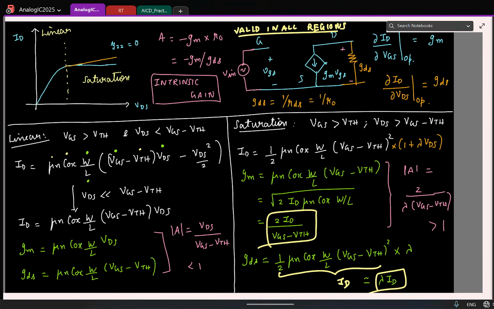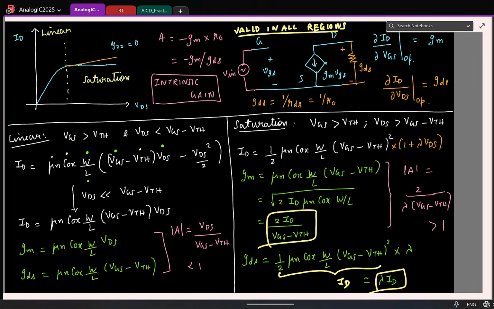Clear? Okay, so maybe another question to you now. I see that the intrinsic gain is much greater than 1 in saturation region but not in linear region, right? I know the intrinsic gain depends on both GM and GDS. Which of these two parameters, GM or GDS, is impacted the most? Is the question clear? The question is, which of these two parameters is getting impacted a lot when you switch from linear to saturation? GM or GDS?